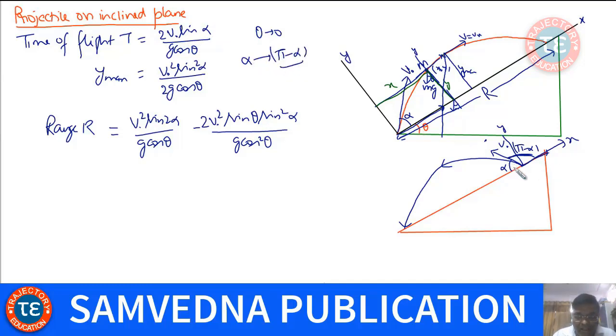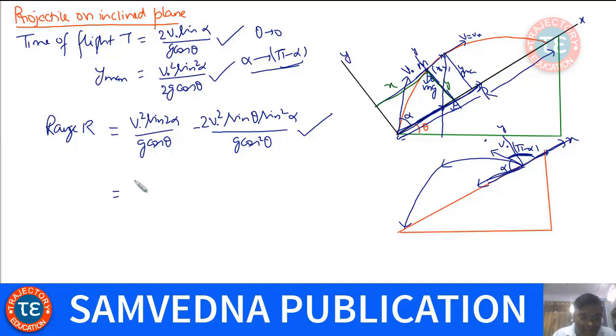Look at the answer for this. Alpha is the angle of projection measured with the line down the incline, but in this formula alpha was measured with respect to the positive x-axis. If I take the positive x-axis like this, the angle of projection will be pi minus alpha, if I stick to this formula. So you will get the formula for down the incline. You just replace alpha with pi minus alpha over here. That will give you the answer.